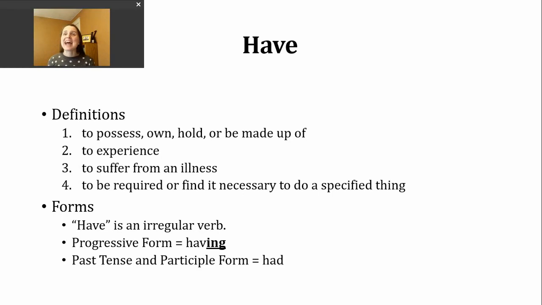You should know that have is an irregular verb. To make the progressive tense, I'm going to drop the E and add ing to form having. The past tense and participle forms of this verb have just a different spelling. It's H-A-D, and it's pronounced had.